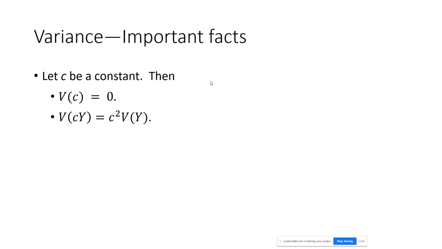Second, the variance of a constant times y is equal to the constant squared times the variance of y. So when we pull constant multiples outside of variance, they get squared.